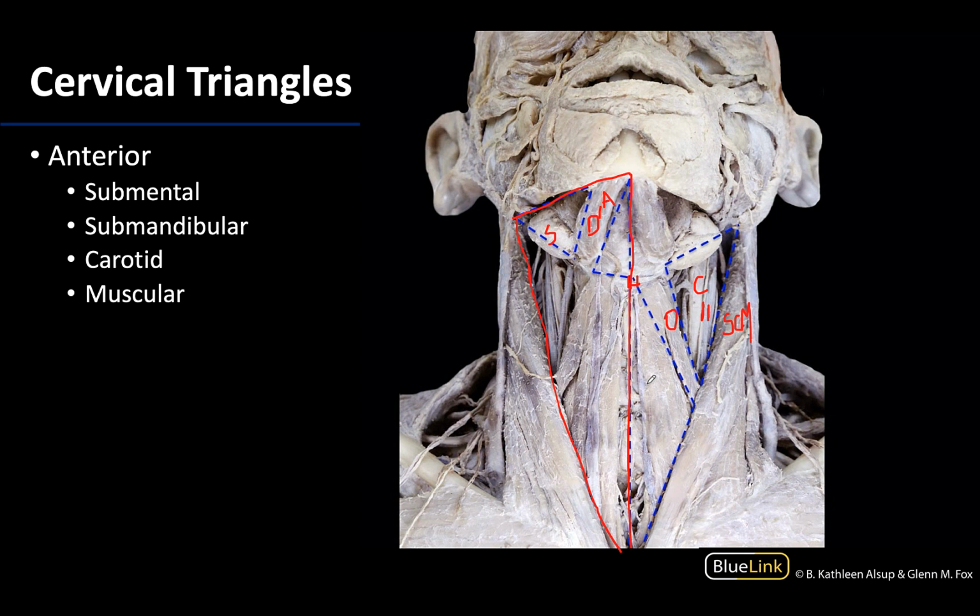All right, so that is the anterior cervical triangle and the 4 smaller subdivisions. Take some time to review these boundaries and consider the contents.